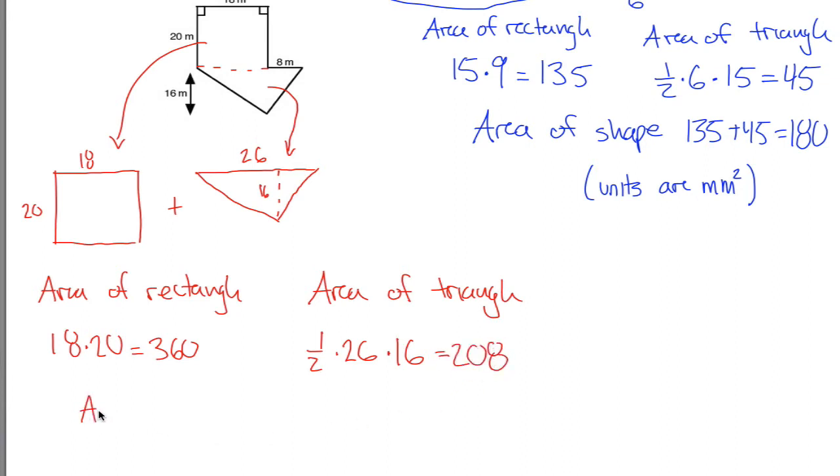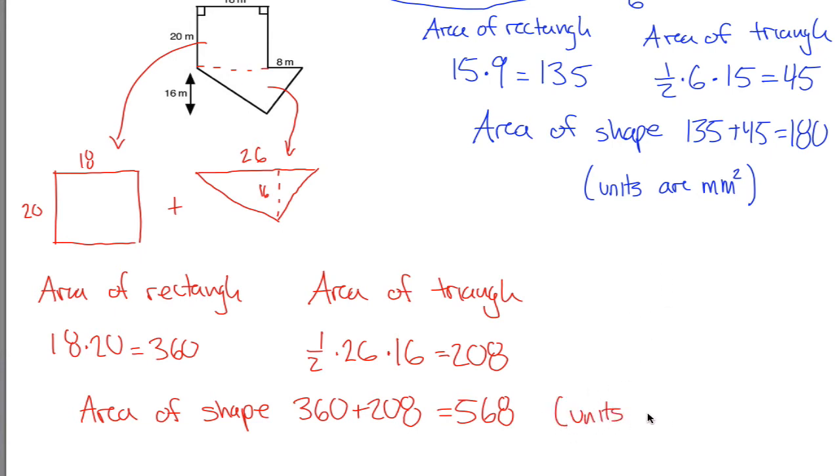So what that tells you is that the area of the shape is 360 plus 208. So you get 568 is the answer. And again, maybe I can just, no, I'll write it again. The units, again, are millimeters squared. No, they're not. They're meters squared. Right? These are in meters.